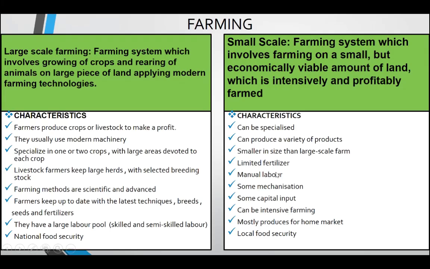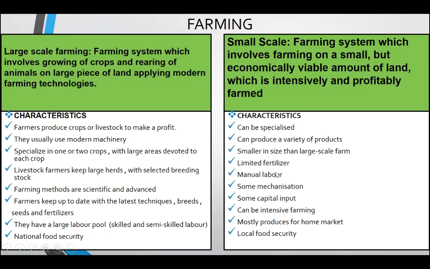It's for the benefit of the individual because it's small scale. It means you are producing fewer livestock or fewer products. Large scale farming usually uses modern machinery and is specialized in one or two crops. This is what we call monoculture. Livestock farmers keep large herds with selected breeding stock. You'll find that if they are keeping Bonsmara, they keep Bonsmara alone, or if they are keeping Brahman, it will be a similar type of livestock.